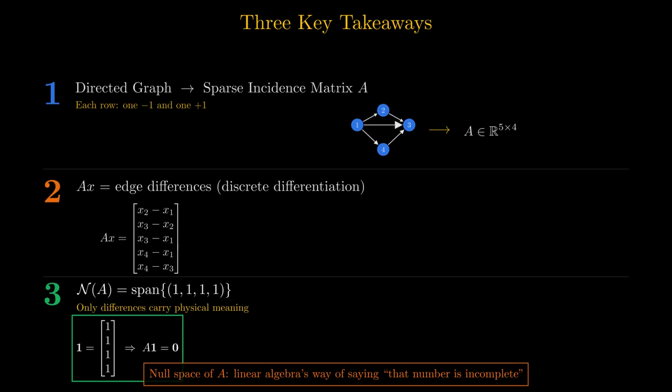Next time someone states a voltage or a potential without naming a reference, remember, the null space of the incidence matrix is linear algebra's way of saying that number is incomplete.